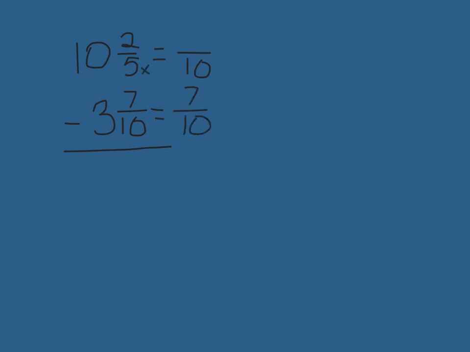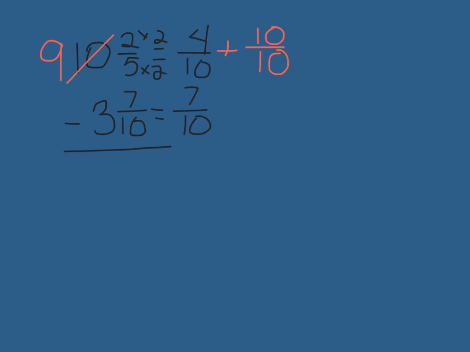So I need to do 5 times 2, so 2 times 2 equals 4. I can't do 4 subtract 7, so I need to borrow 1. So I borrow 1 here, and I add that whole 1 over here. So I'm going to use 10 over 10. So that way my denominators are the same. 10 over 10 equals 1.